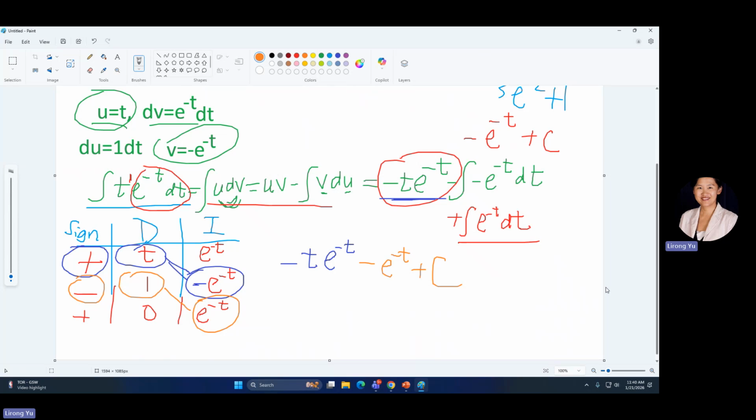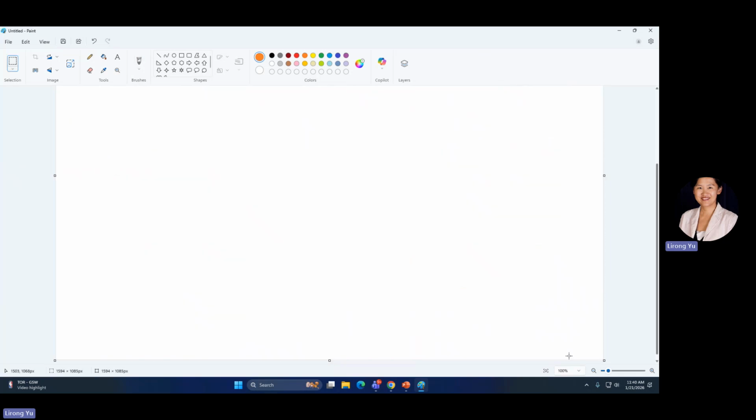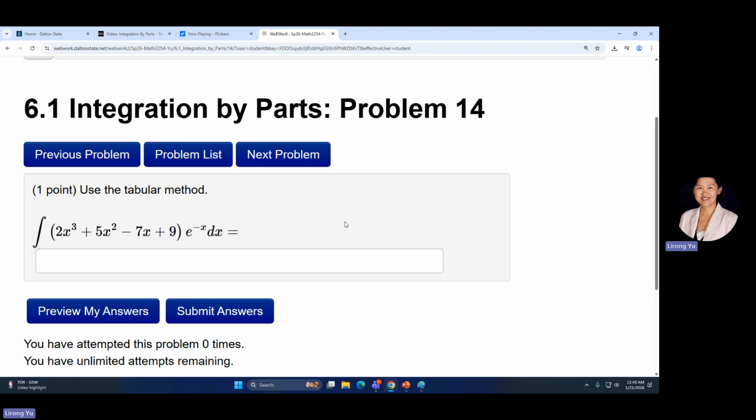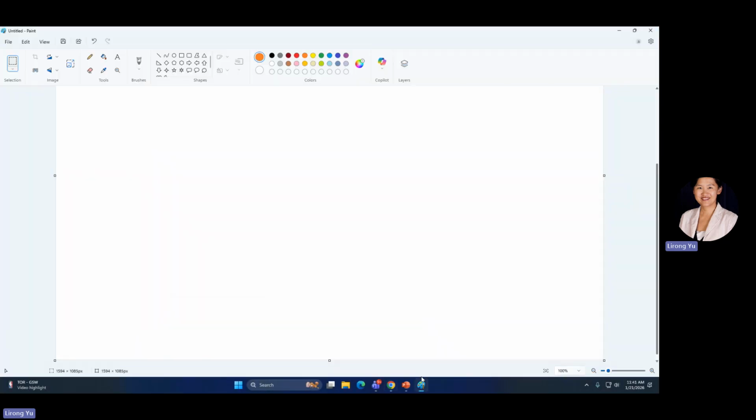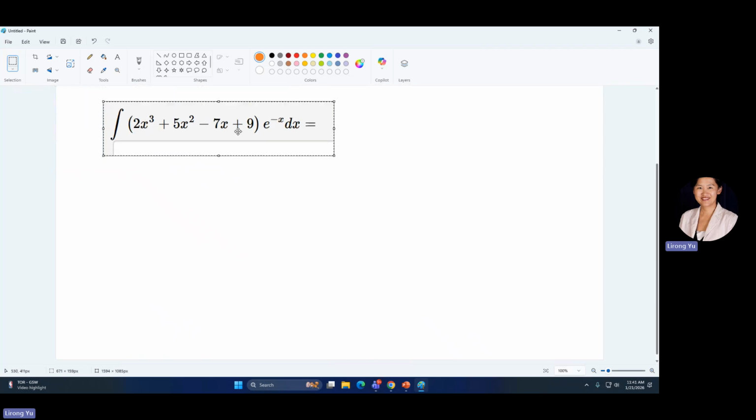We'll see. Let's try another example to see how the tabular method works. Maybe with more practice, we'll figure out what we're confused about. All right, let's try this equation. You have to use the tabular method here, because with typical integration by parts, you would end up doing several integrations. There's one, there's two, there's three.